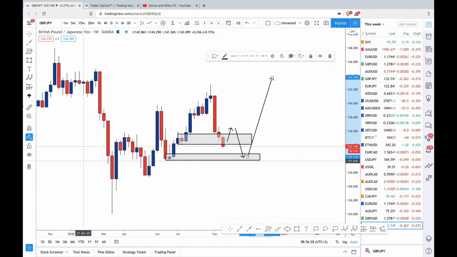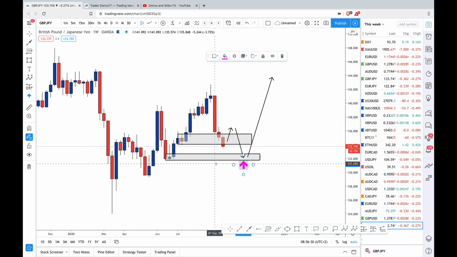So better always use this level, or you can split your trade in adding first position at this level and adding the second position at this level, and just use a large stop loss, okay? This is also a possibility that you can use.